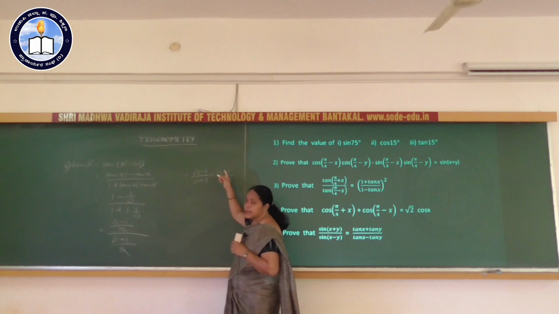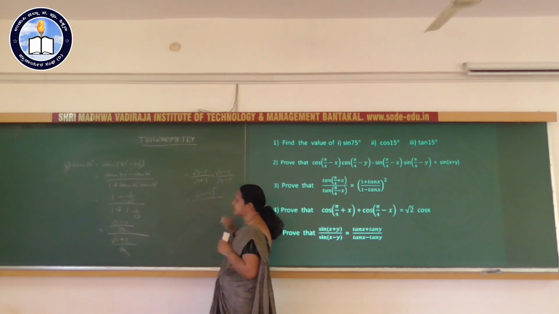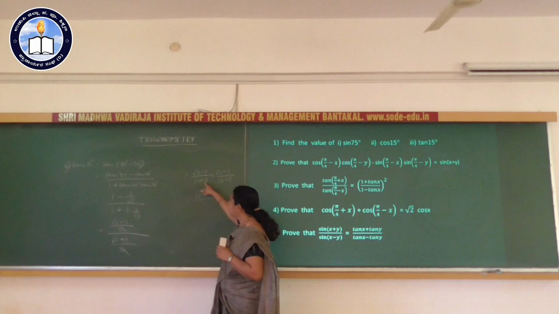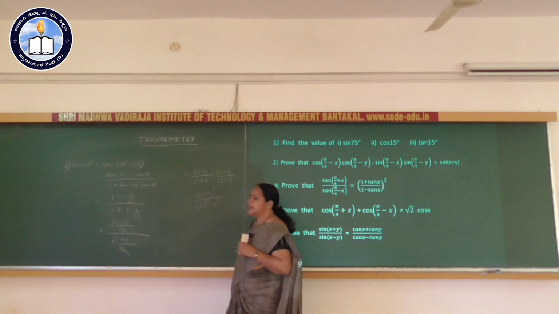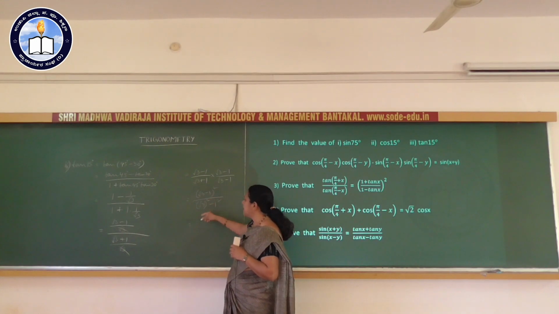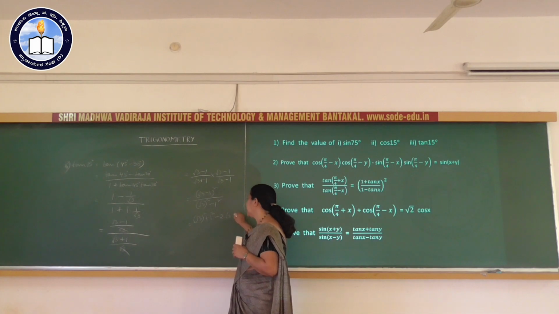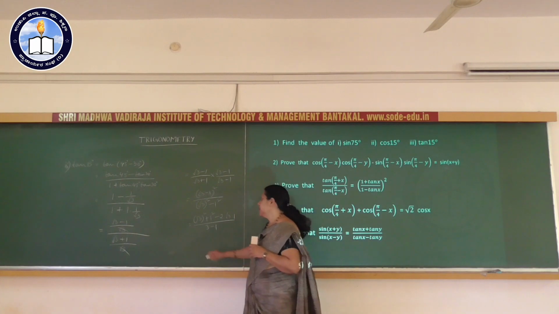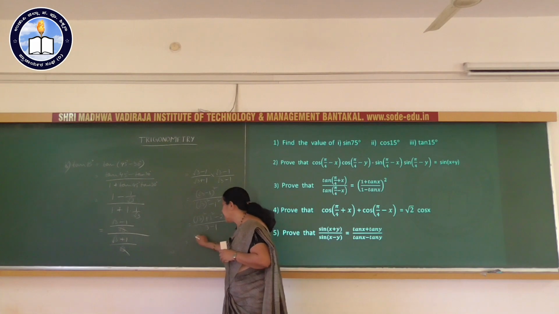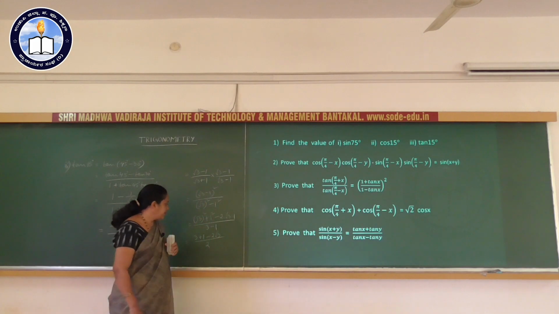So the numerator is in the form a minus b into a minus b. It is nothing but a minus b whole square. But the denominator is in the form a plus b into a minus b. It's nothing but a square minus b square. Now expand the numerator using the formula a minus b whole square. It is a square plus b square minus 2 into a into b, divided by root 3 square, 3, minus 1 square, 1. That's equal to root 3 square, 3, plus 1 square, 1, minus 2 into root 3 into 1, 2 root 3, divided by 3 minus 1, which is 2. So what is the answer?